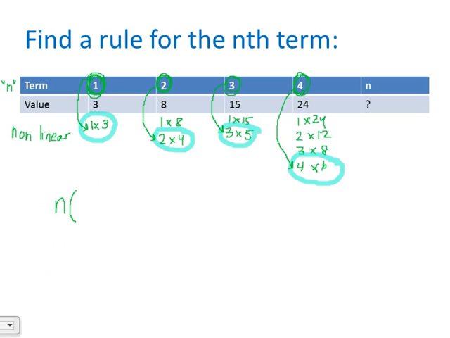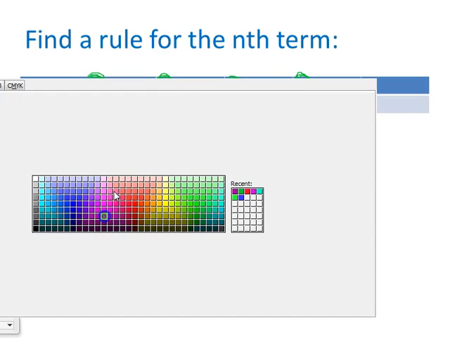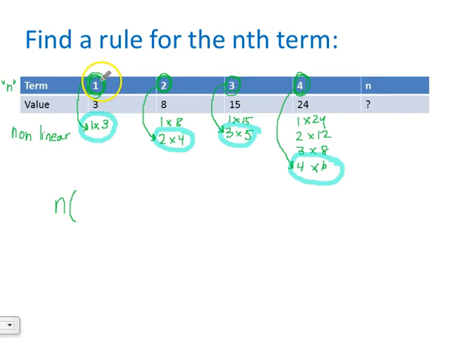Now we need to find a relationship between our term and our second factor. So how do we get from 1 to 2? Well, we can say plus 2, right? Because 1 plus 2 would give us 3. So if we add 2 to our term, we get our second factor. Let's see if that works for all of our terms and our factors.